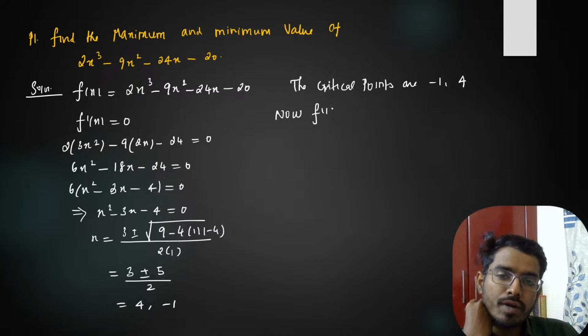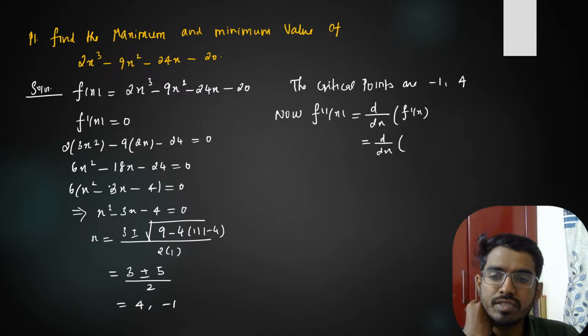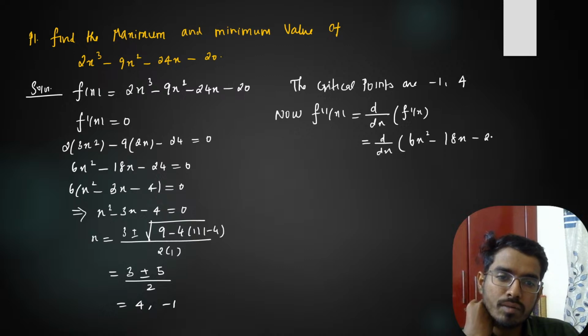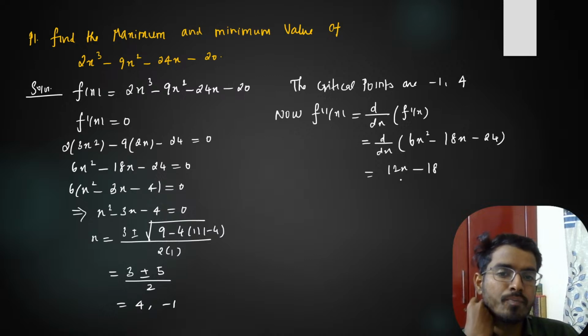Now we will find f double dash of x. What is f double dash of x? It is d by dx of f dash of x. This is our f dash of x, right? 6x square minus 18x minus 24. What is the derivative of this? So 12x minus 18. So this is our f double dash.